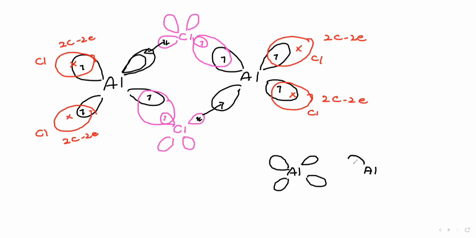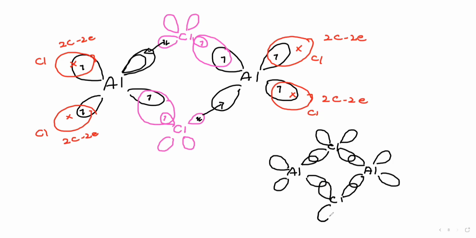Similarly, here 1, here 2, here 3, here 4. In the Cl atom, you make what? Here 1, here 2, here 3 and 4. Inside a Cl atom, here 1, here 2, here 3, here 4. Now put the electron count.